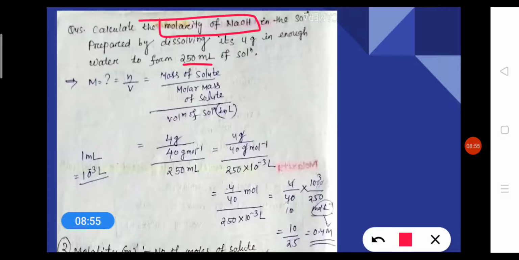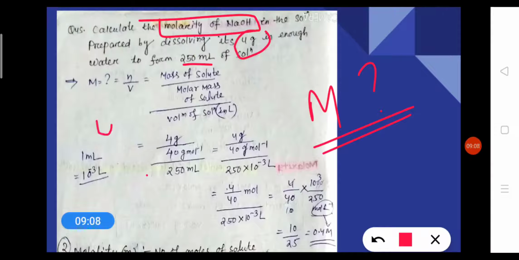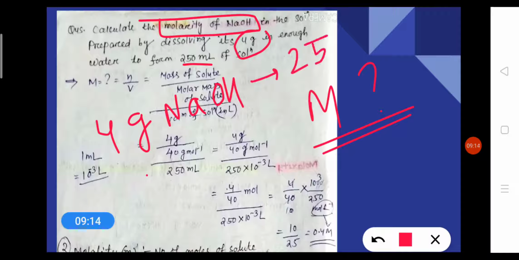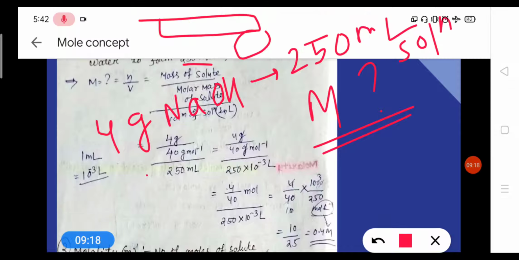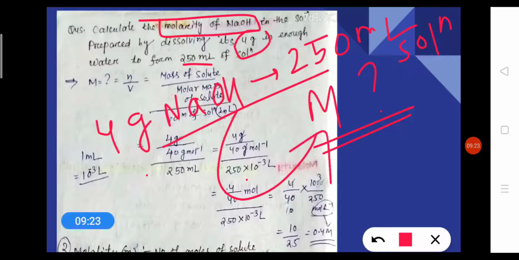In the solution we have to calculate capital M, the strength. What is its strength? The molarity of NaOH in the solution prepared by dissolving 4 gram NaOH in 250 ml solution. In 250 ml solution, what is the molarity of NaOH?